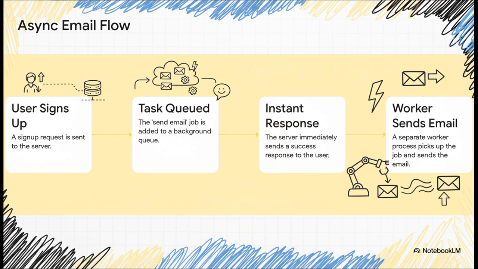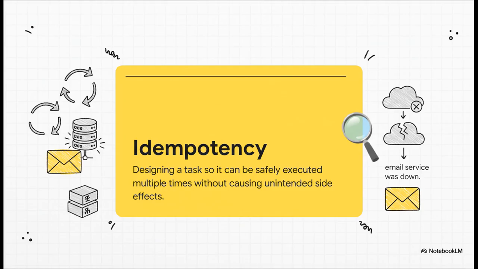So when you sign up, for example, the main system does the super critical part, creating your account, and immediately tells you success. But at the same time, it hands off that slower email sending task to a queue. Then a totally separate worker process comes along, picks it up a few moments later, and sends the email. And the best part? You were never blocked. You could just keep on browsing. But these background tasks have to be reliable, right? That's why they're often designed to be idempotent.